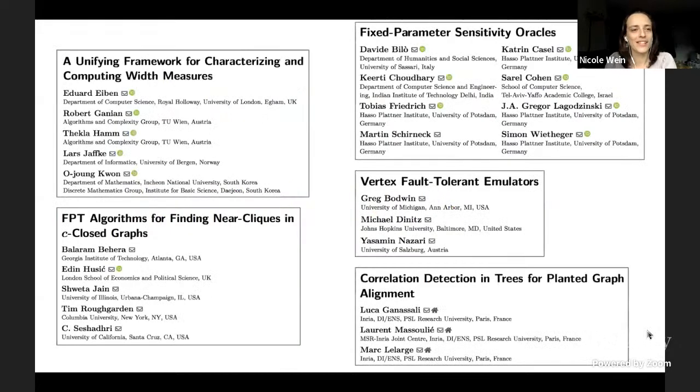So the 5 papers in this session are the following. So we have a unifying framework for characterizing and computing width measures, fixed parameter sensitivity oracles, FPT algorithms for finding Near-Cliques and C-closed graphs, vertex fault-tolerant emulators, and correlation detection in trees for planted graph alignment.